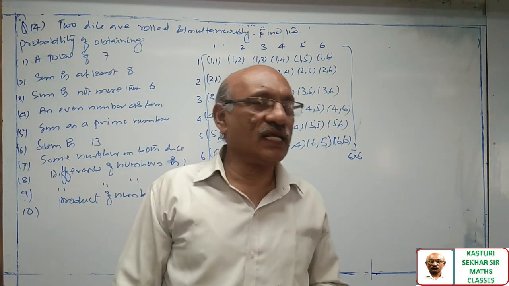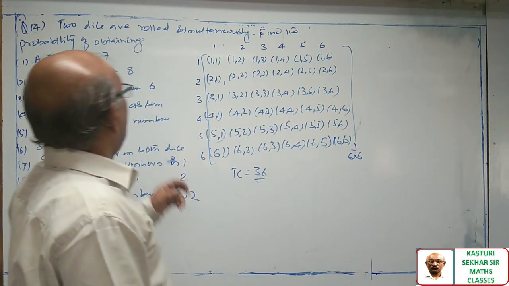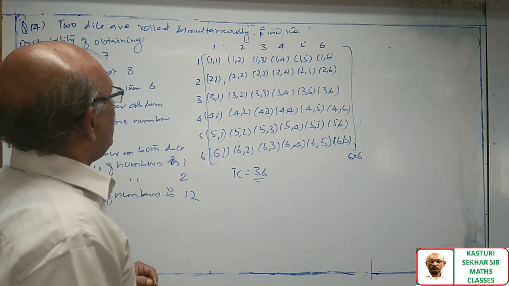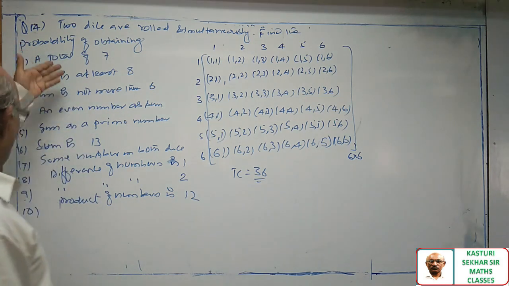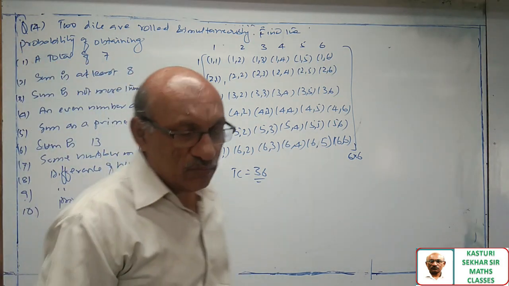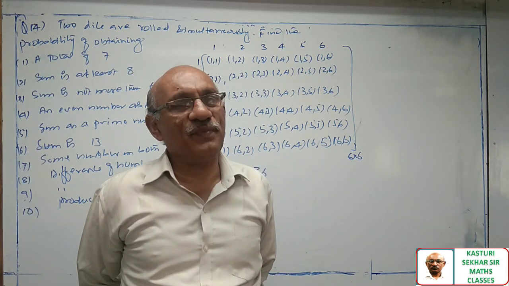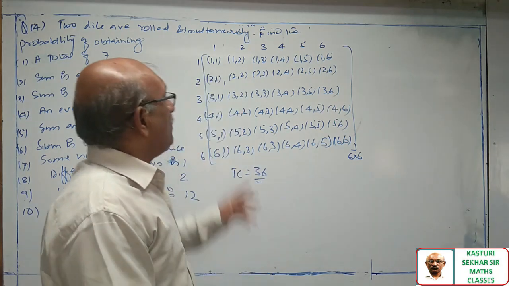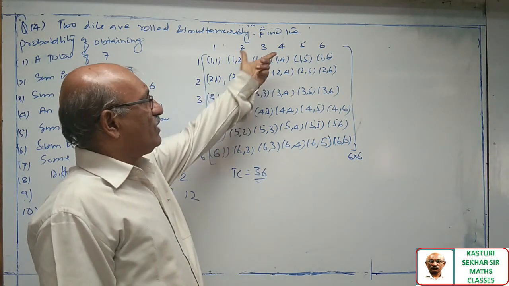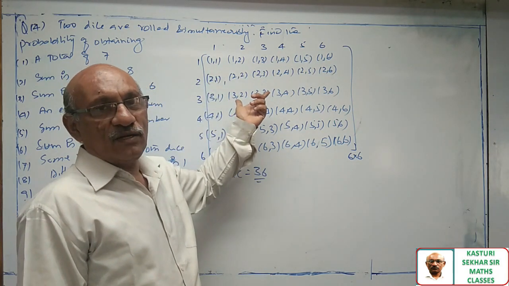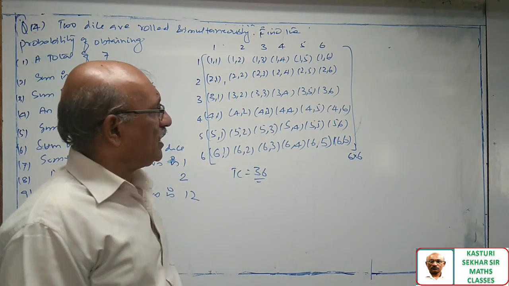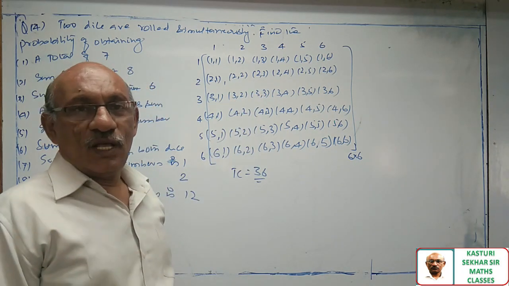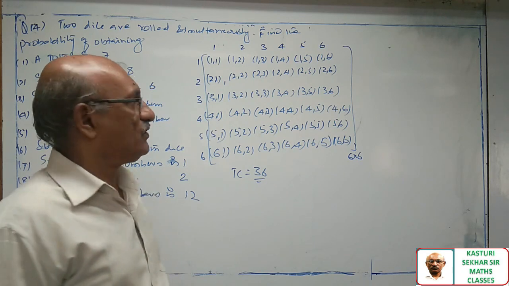Let me continue the last class problem. So this is my problem. Two dice are rolled simultaneously and these are the 10 questions I have to solve. For this, the sample space is required. Numbers on one die taken row wise, numbers on another die taken column wise. So there are 36 possibilities we have, which are called the total number of cases.